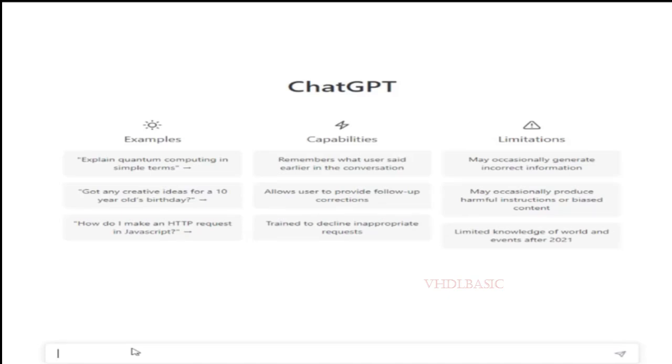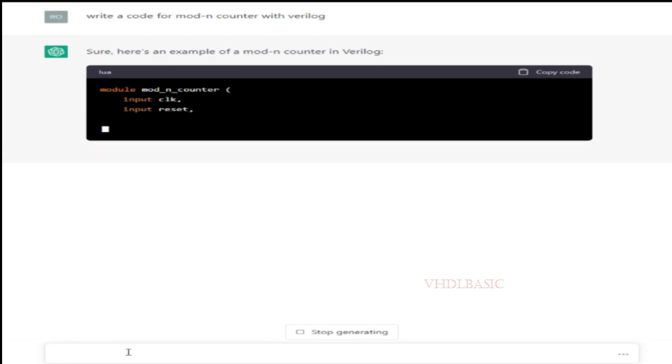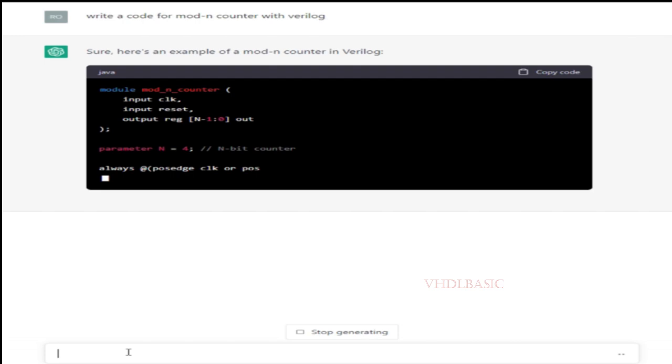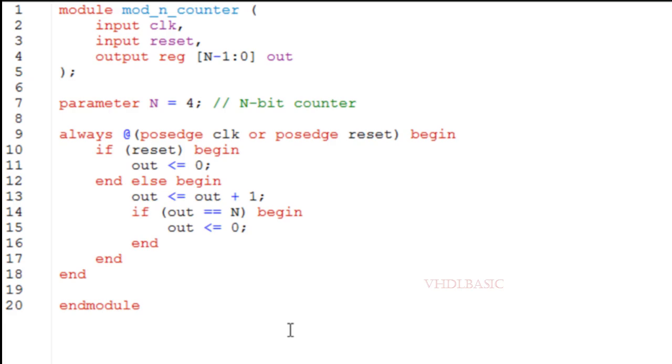Today I'm going to ask ChatGPT to write a mod-n counter. A mod-n counter is nothing but a counter that counts from 0 to n minus 1, as per the value of n. ChatGPT wrote the mod-n counter example. I'm going to take that code, simulate it, and show you the waveform.